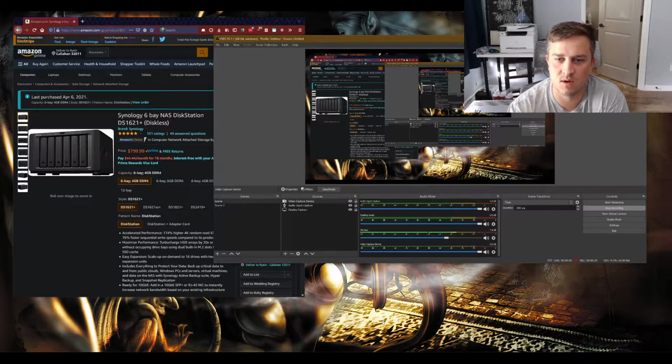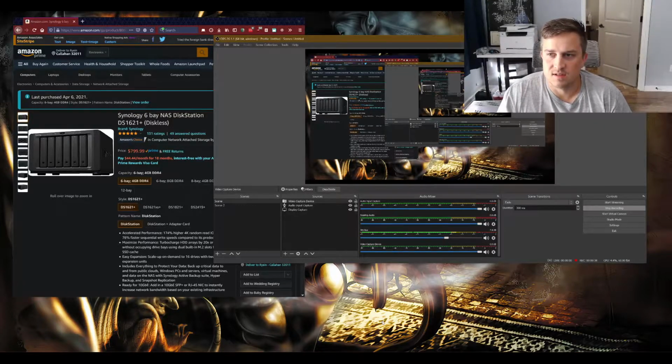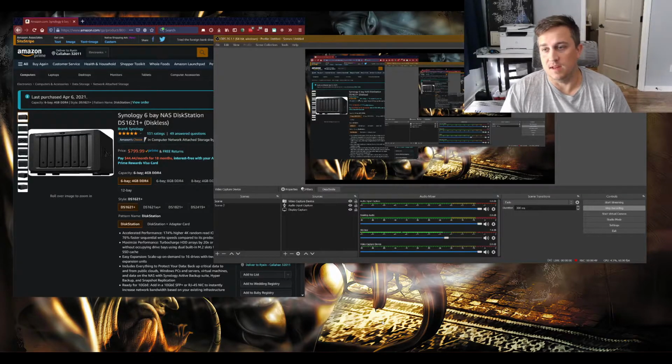The 1621 Plus is an AMD based NAS. Usually they have Intel chips, or sometimes they're using ARM, I believe. But this one has the Ryzen chip, which is kind of a bad thing if you're trying to use your NAS as like a media NAS to play media.